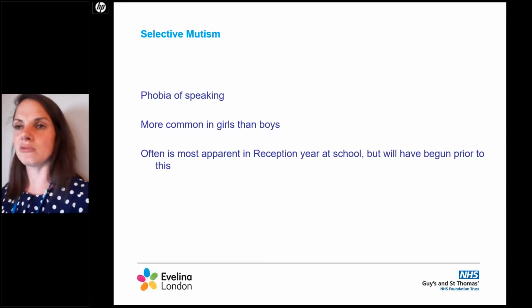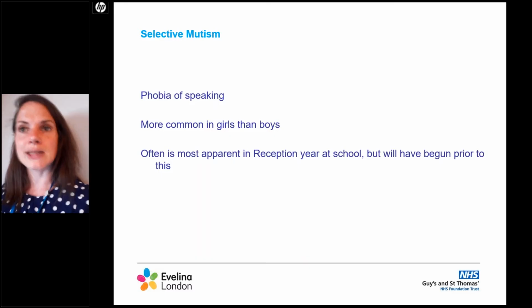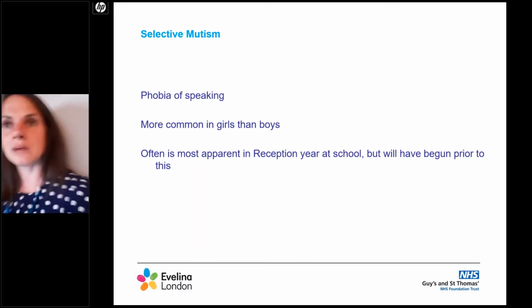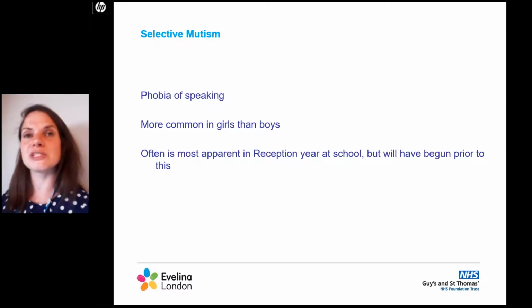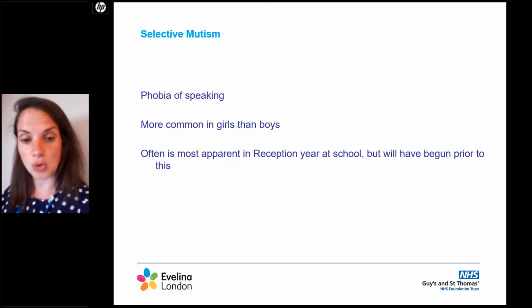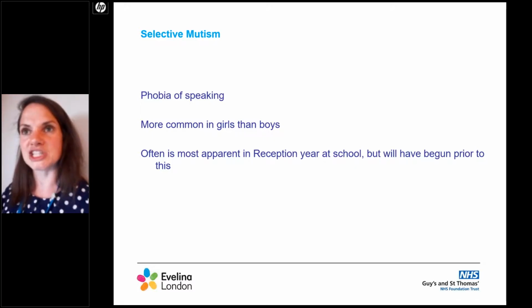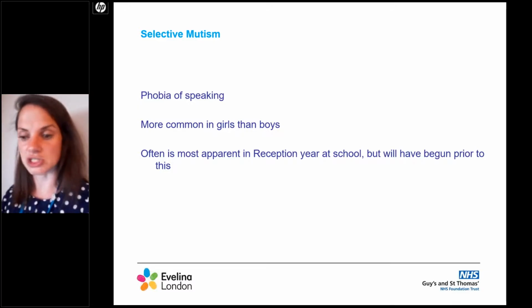So a really common example is that they will talk at home, but not at school. And it's often picked up and identified at the point where a child goes to primary school. Even though the difficulties might have been there before, it's the first time that it becomes really apparent that it's not just shyness or reluctance to speak, that it's actually something that is causing a child a real phobia of speaking in certain situations. So again, we have a role as speech therapists to support those young people.